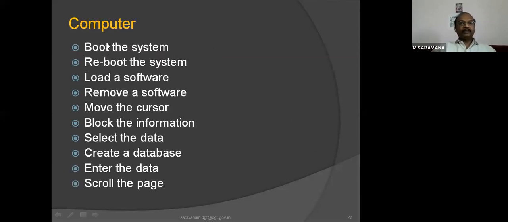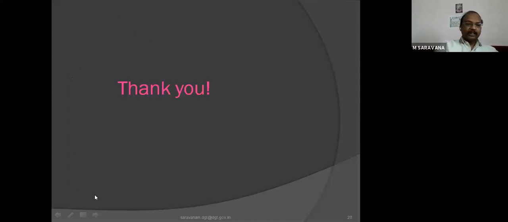And related to the computer trade, you see: boot the system, reboot the system, load a software, remove a software, move the cursor, block the information, select the data, create a data, enter the data, scroll the page. The statement may be short, but every statement starts with an action verb: boot, reboot, load, remove, move, block, select, create, enter, and scroll. So these are the statements. Thank you for understanding the subject properly.